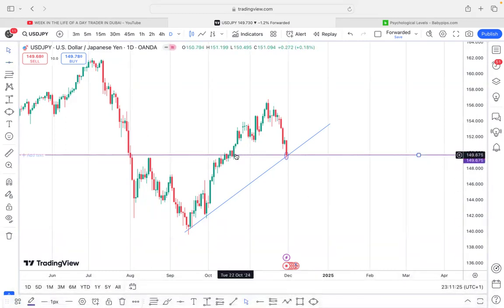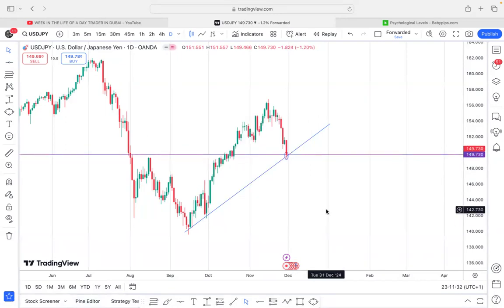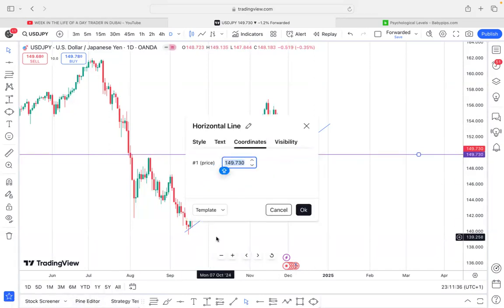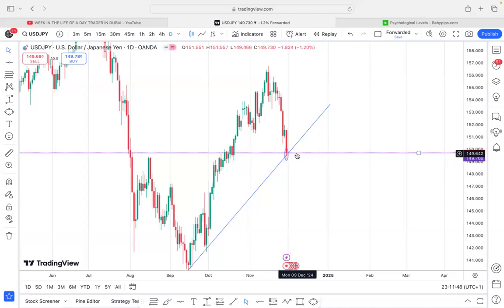So now it shows you 149.730 like this. Now, what you do is find your whole number. How do you find your whole number? What's the whole number of this price here? It is 149.700. That's going to be your psychological level at that point. Why? Because it is a whole number.